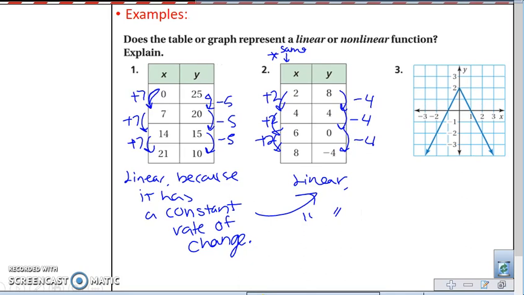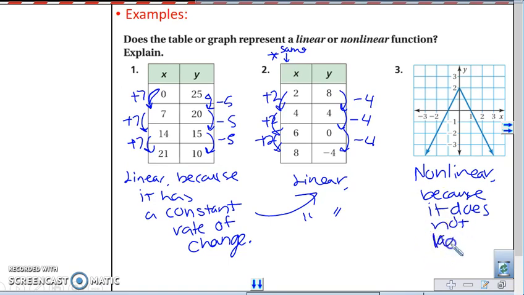All right, graph. Graph should be super easy, straight to the point. Is the graph a line or not? If it's a line, it's linear. If it's not, it's not. This is not linear. So nonlinear because it does not have a constant rate of change, aka doesn't make a line.